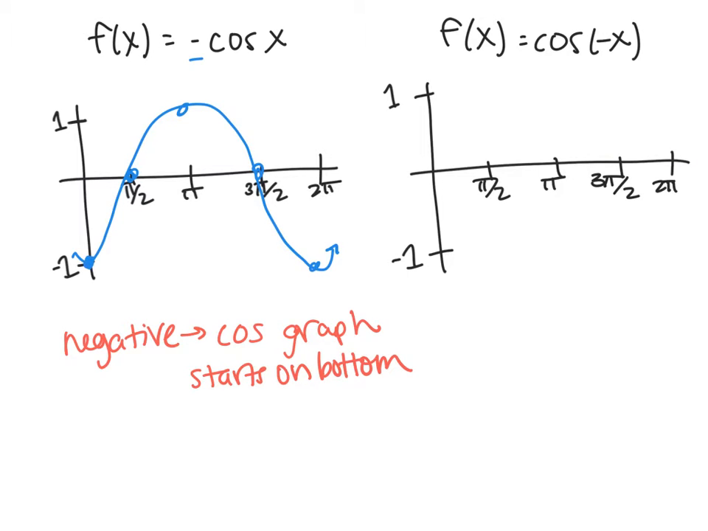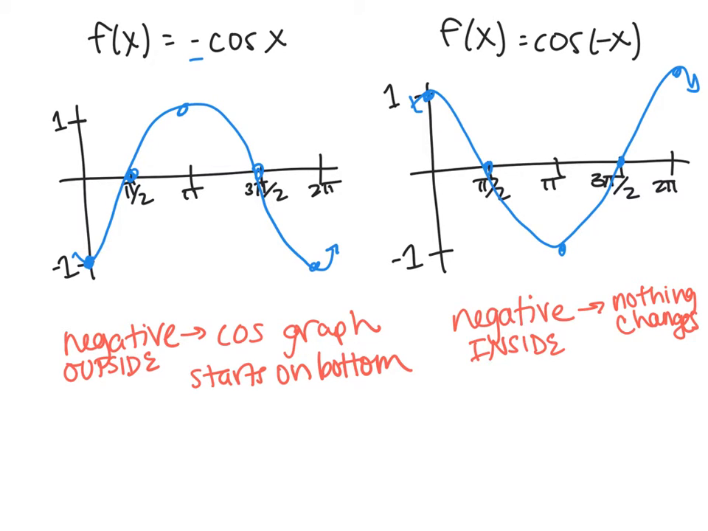Now when you graphed the one with the negative on the inside, you should have noticed that nothing actually changed. When you plug in 0, you still get a +1. Pi over 2 is still a 0. It should look exactly the same as the parent graph on the front of your page. So this is a big difference with cosine. When the negative is on the inside of the function, nothing changes.